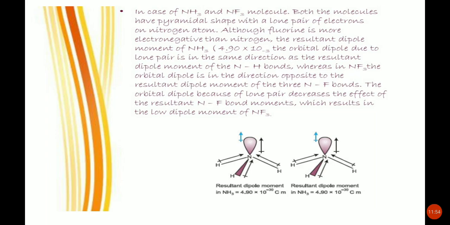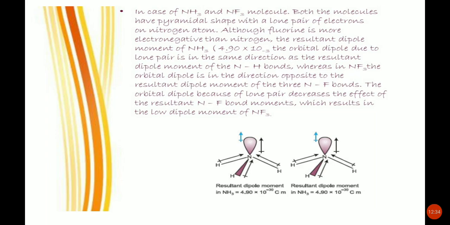However, in NF3 the orbital moment due to the lone pair is in the opposite direction to the resultant of 3 NF bonds and hence partially cancelled by each other. Here in NF3, fluorine is highly electronegative, so the dipole moment or electrons go towards fluorine. So the lone pair direction and the dipole moment direction towards fluorine are different. So they cancel out each other, partially cancelled by each other. So the dipole moment of NF3 is less than that of NH3.